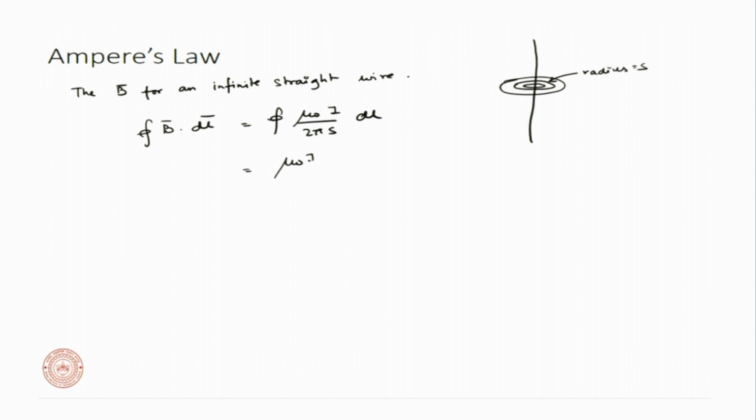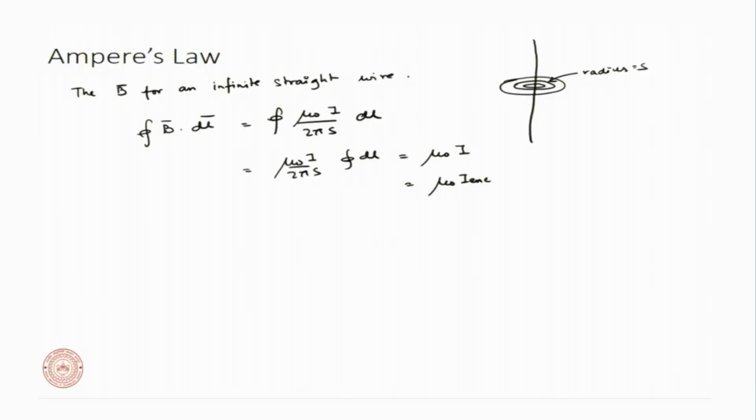So, you will have mu naught I over 2 pi s and integration over dl. The integration will be from 0 to 2 pi, that is one circle, 0 to 2 pi. This 2 pi s will cancel out, and you will have mu naught of I. If there are a bunch of wires, then you can say mu naught into I enclosed by that loop, or by that hypothetical domain of radius s.